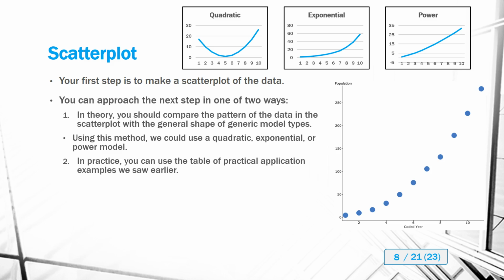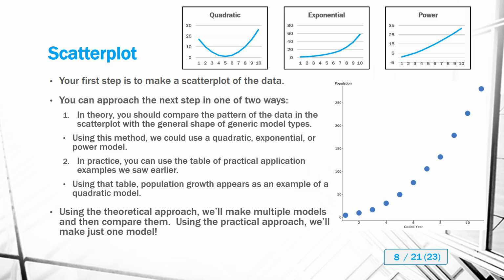In practice, however, because some types of applications are consistently modeled with the same model type, just look at the table of practical applications that we just looked at earlier and use that table to figure out what model we need to make. So if we use that table, general population growth appears as an example of a quadratic model. So I'll end up making a quadratic model.